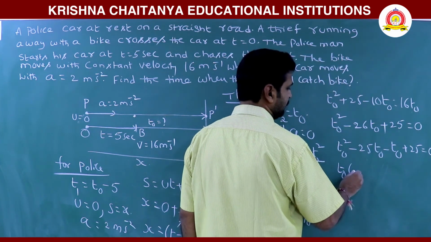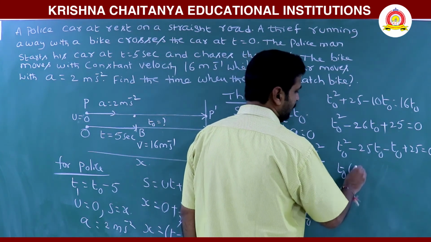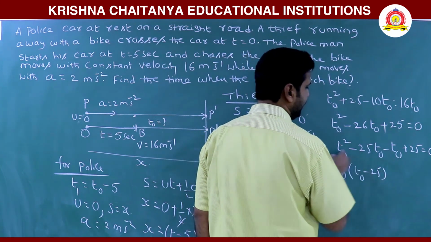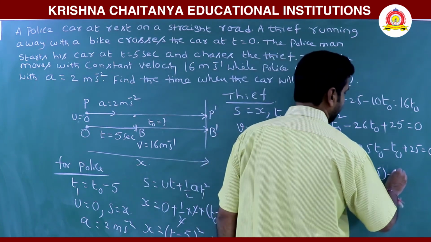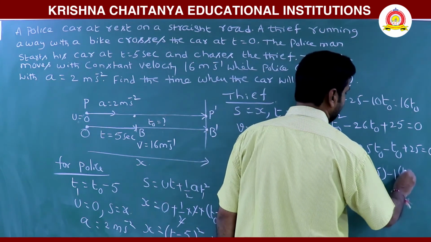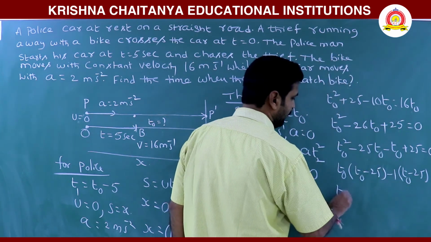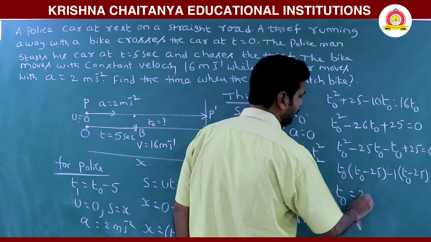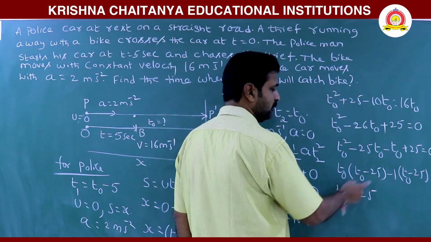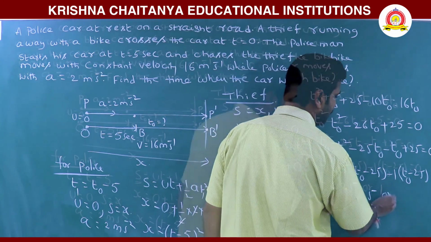Taking t0 common from the first two terms, and minus 1 common from the last two, you get t0 minus 25 times t0 minus 1 equals 0. So t0 may have the value 25 or 1. So t0 is 25 seconds or 1 second.